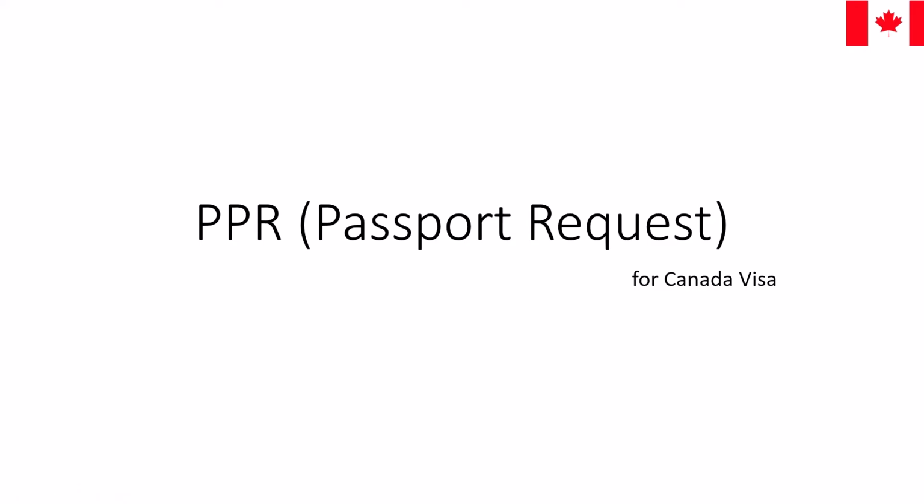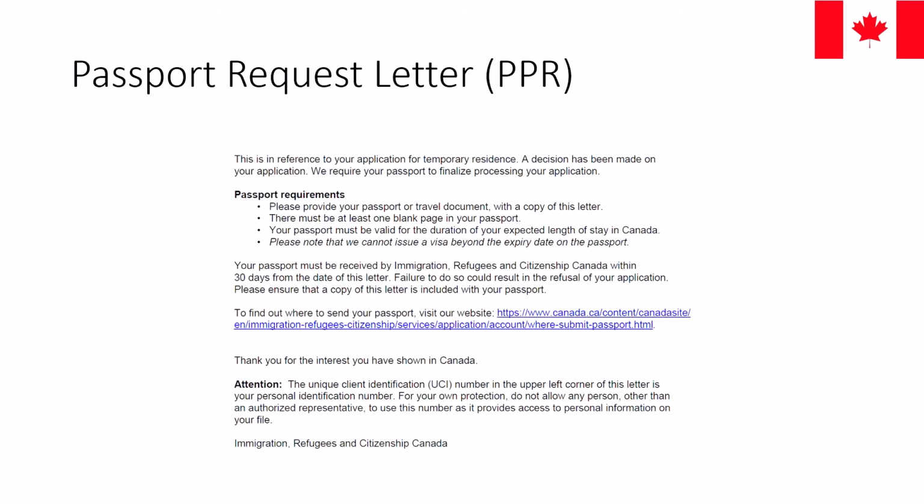So what all documents we need to send is, first of all, we will get a passport request letter. So this is how the passport request letter looks like. It clearly states that this is in reference to your application for temporary residence. A decision has been made on your application.